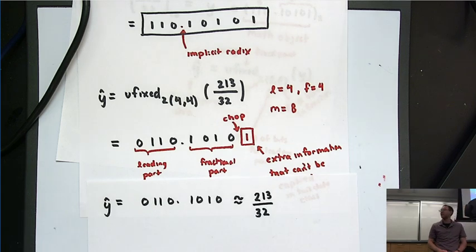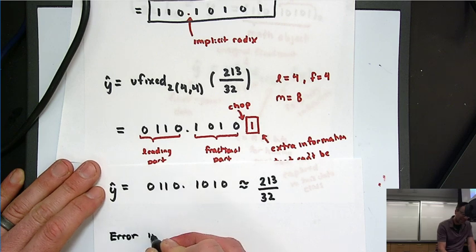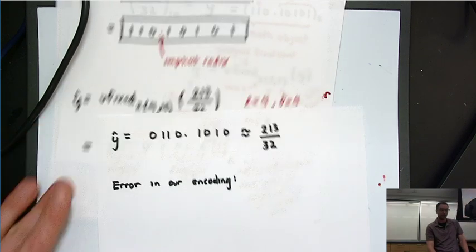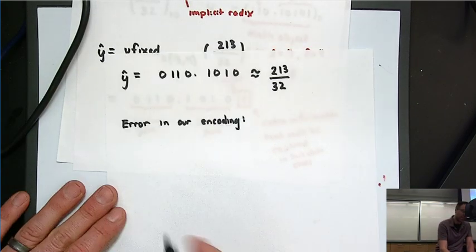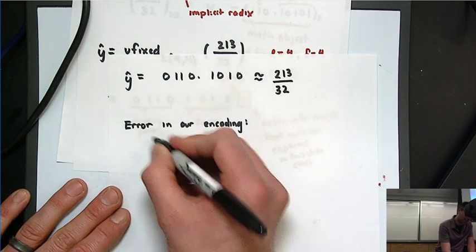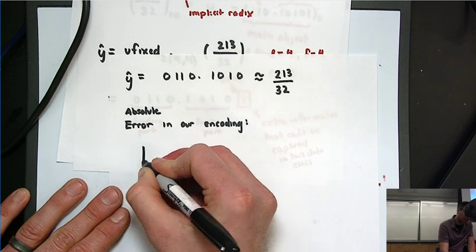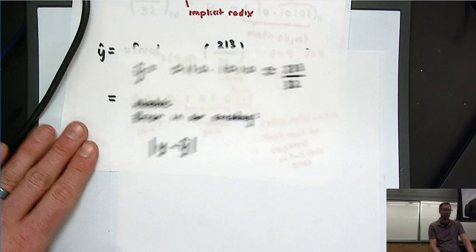Why are they no longer exactly equal? All right, so let me ask you this. What is the error in our data encoding? Okay, so we made this claim. Another way to say this, and why don't we call it absolute error? So let's look at the difference between y and y hat. Well, what was y again?